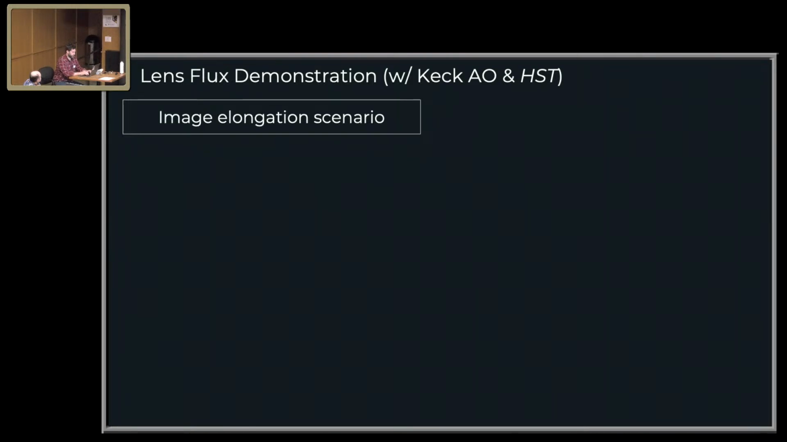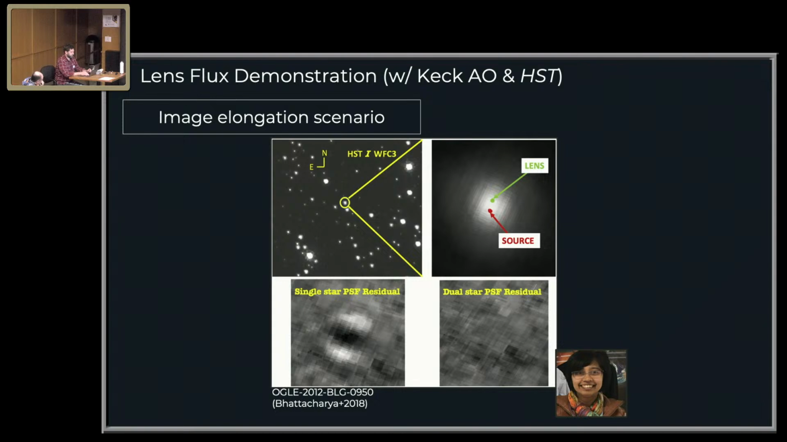Moving a bit higher, a blended scenario, we call it the image elongation scenario. So this is before they fully separated the source and lens. This is another event from HST data, which Aparna Bhattacharya, another group member at Goddard, worked on. The lens and the source here are more highly blended, but you can still fit a single PSF model.